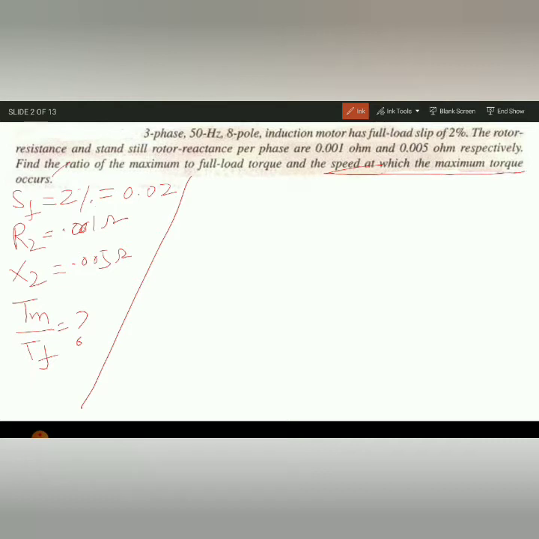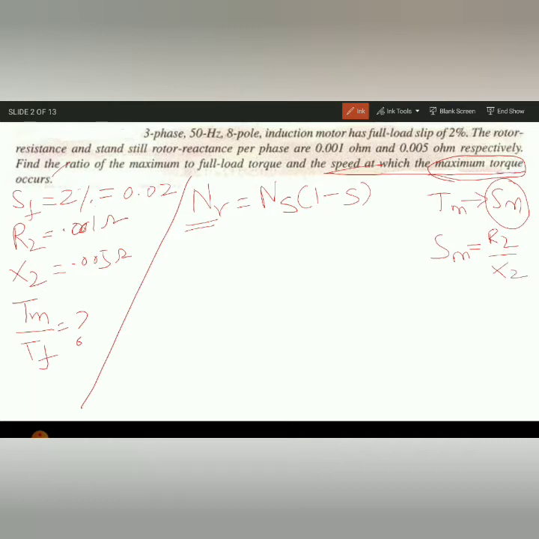First of all, what is the rotor speed in terms of slip? We know the formula, that is NR equal to NS into (1 minus S). Now we want to find out the rotor speed when the rotor is having the maximum torque. The rotor will have the maximum torque at the corresponding maximum slip, and we know that the maximum slip is equal to R2 by X2. This condition is called the slip at maximum torque.